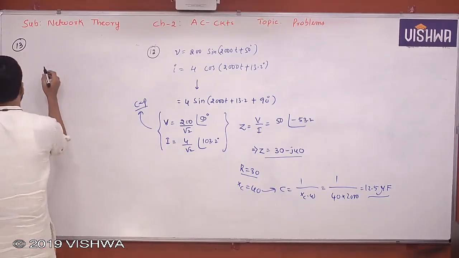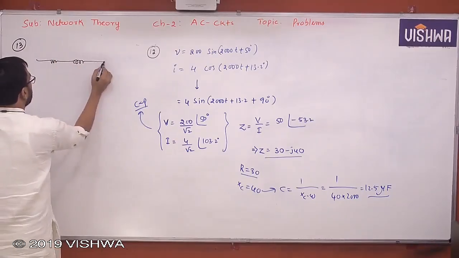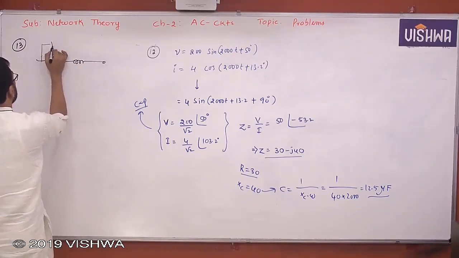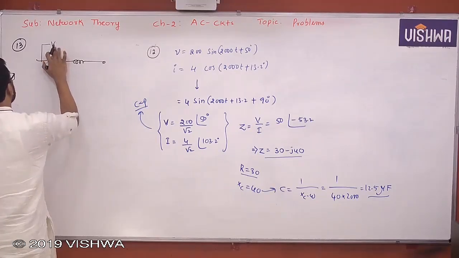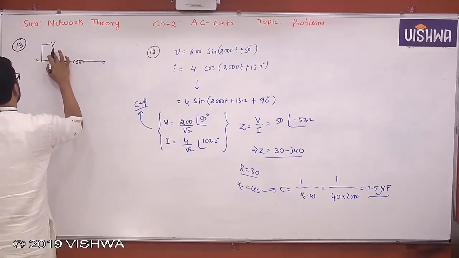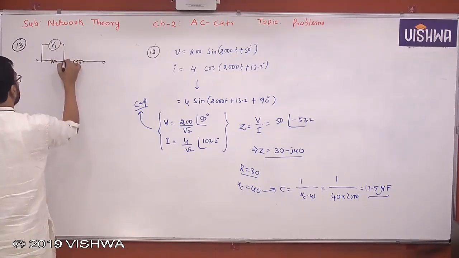Thirteenth one. Now here is one RL series circuit. Some voltmeter readings are given. Some two voltmeters are connected here.